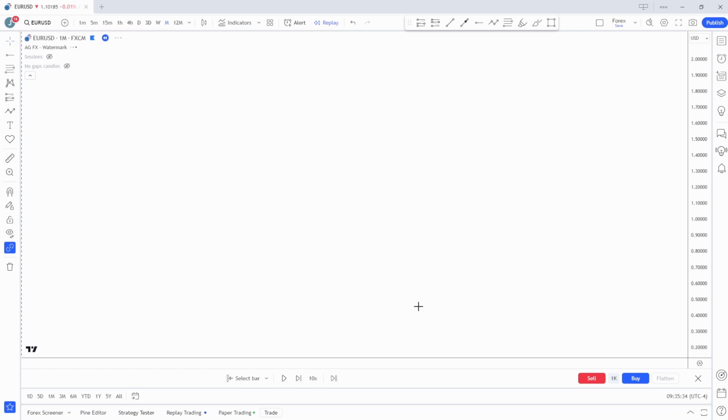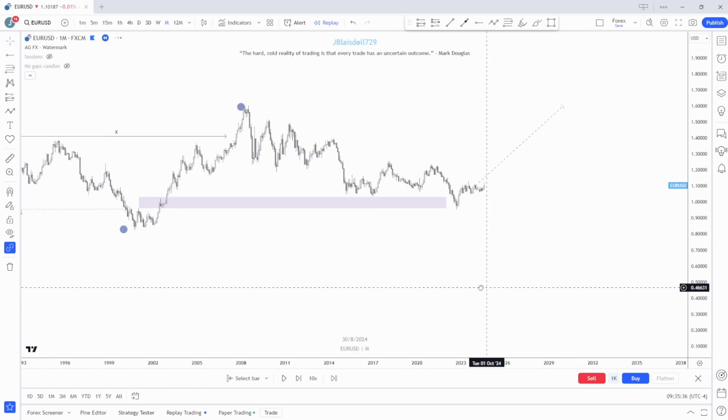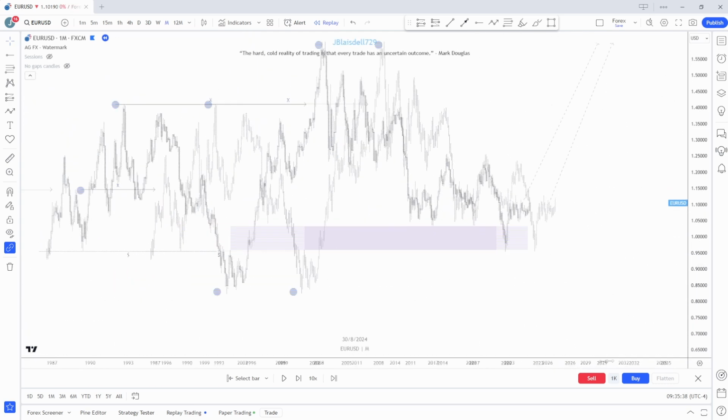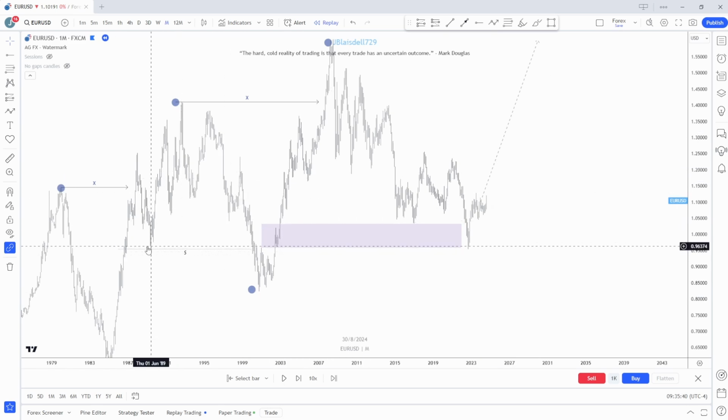So we're going to take a second to dive down to the monthly time frame here. And we're going to just kind of dive into this general range that we're seeing. We just marked out this liquidity. We just made the retracement.